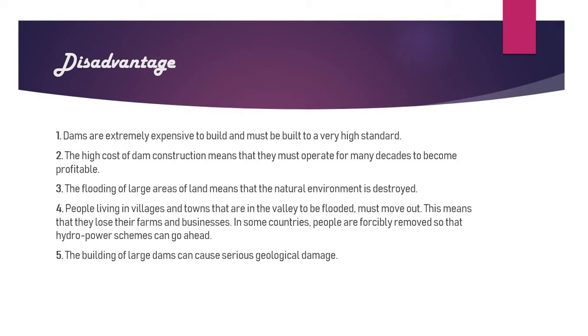The flooding of large areas of land means that the natural environment is destroyed. People living in villages and towns that are in the valley to be flooded must move out. This means that they lose their farms and businesses. In some countries, people are forcefully removed so that hydropower schemes can go ahead. The building of large dams can cause serious geological damage also, like earthquakes.